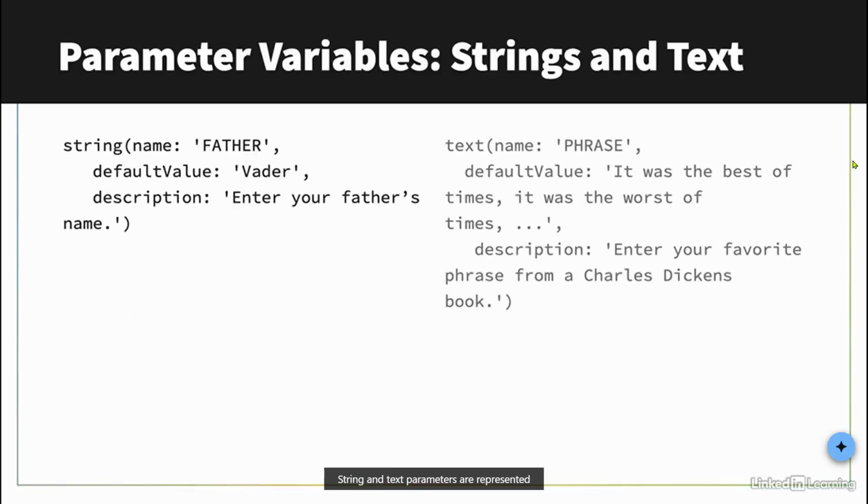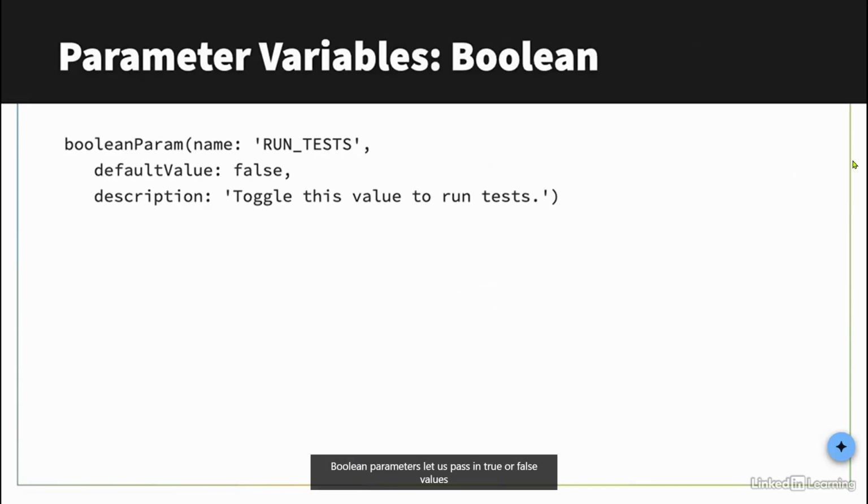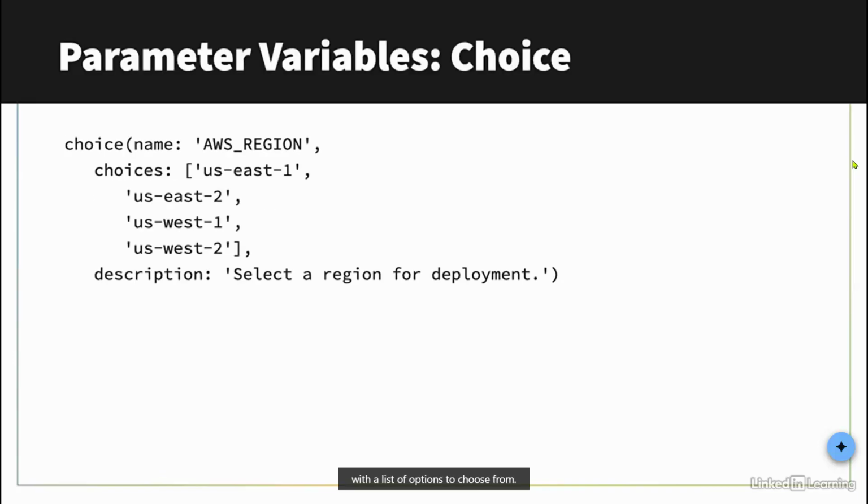String and text parameters are represented by a text field in the Jenkins interface where a user can enter free-form text. String parameters are best used for single-word values. Text parameters are useful if you need to pass in a long block of text that contains multiple lines. Boolean parameters let us pass in true or false values and are represented by a check mark in the Jenkins interface. Choice parameters present the user with a list of options to choose from.